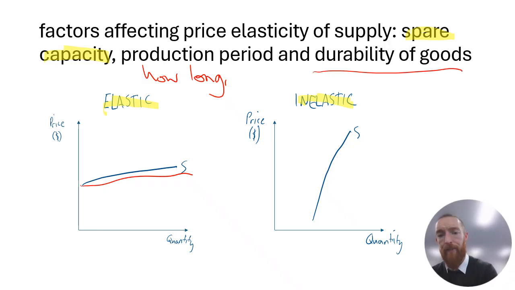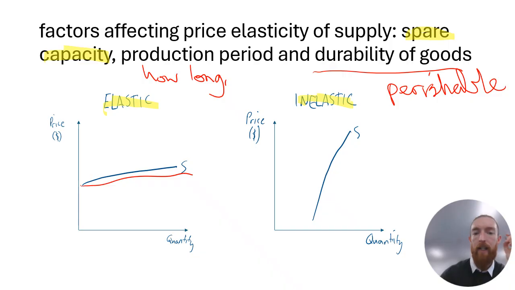And then lastly, we've got the durability of goods. This refers to how perishable things are. If goods are perishable, they're likely to be inelastic in supply because you've just got to sell them at whatever price is available. Whereas if something's non-perishable and it can be stored, it's going to be elastic because you can keep it in storage, wait for the price to change, and then supply more overall.